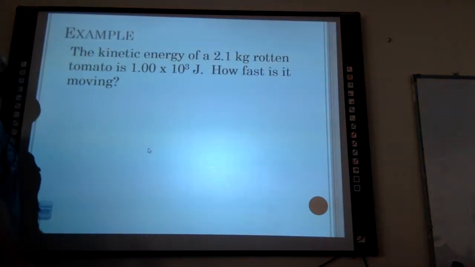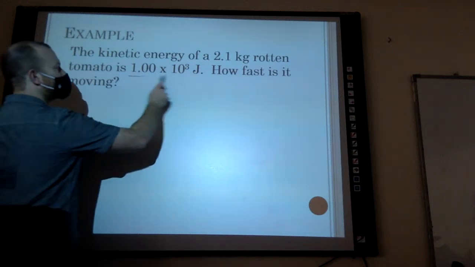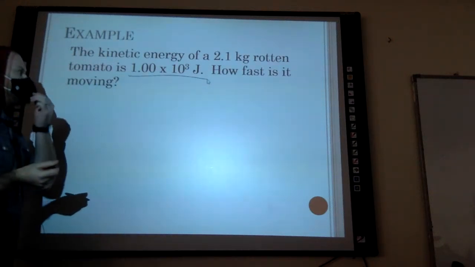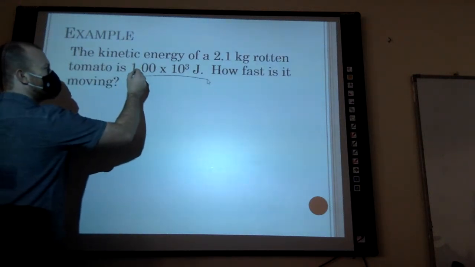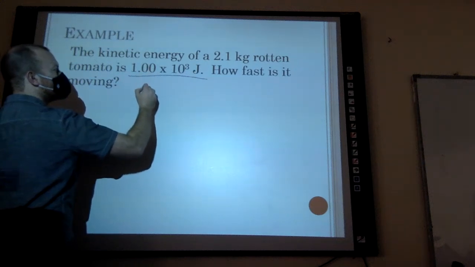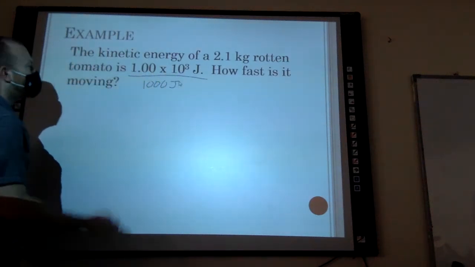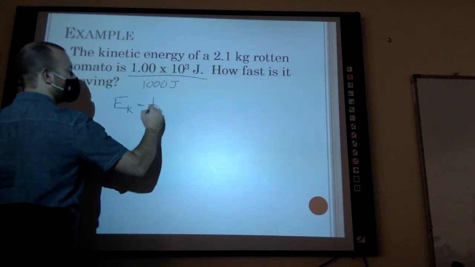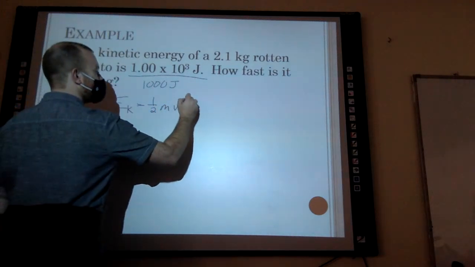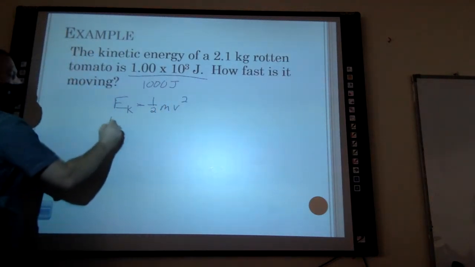So now we've got kinetic energy. We give you the kinetic energy. This is just 1,000. So times 10 to the 3, move this 3 spaces. If you like to use 1,000 instead of this, by all means. So we've got EK, same equation. I just give you different variables. So I give you the energy.